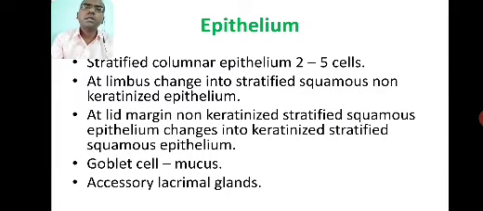So conjunctiva is mainly of three layers. One important layer is the epithelium. It is a stratified columnar epithelium of about 2 to 5 cells. At the limbus, it changes into non-keratinized stratified squamous epithelium. At the lid margin, non-keratinized stratified squamous epithelium changes into keratinized stratified squamous epithelium. Here the goblet cells are present, which secrete mucus. These are the accessory lacrimal glands. So epithelium is one of the most important structures of the conjunctiva.